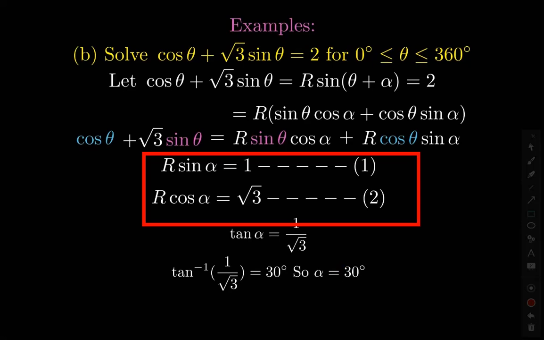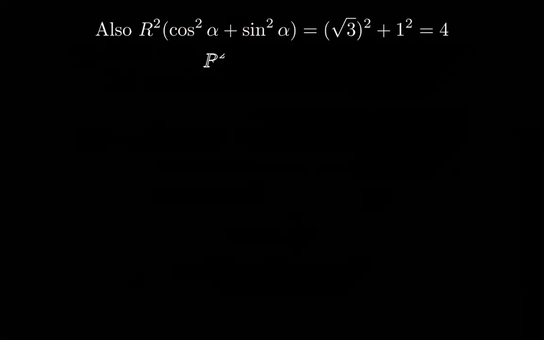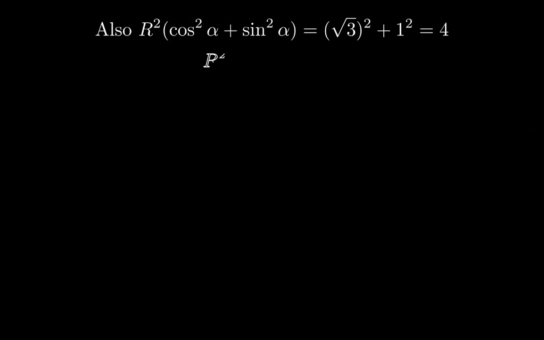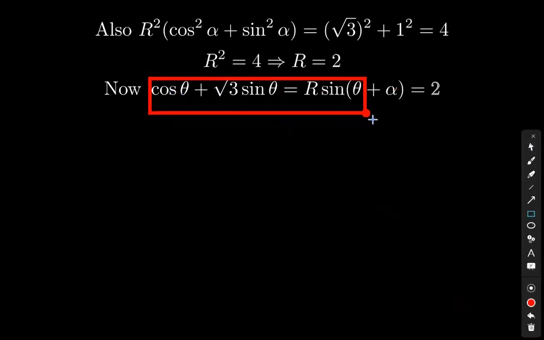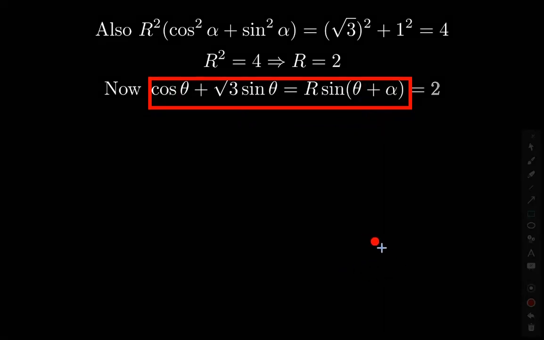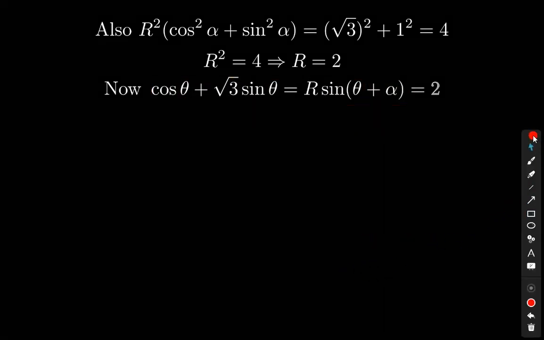So from there, we are going to have this. Equation 1 squared plus equation 2 squared can get us these values. R squared is equal to 4, implying that R is equal to 2. We have now got the value of R and the value of alpha. So we now have everything written there. We have used this to get the value of R and the value of alpha.